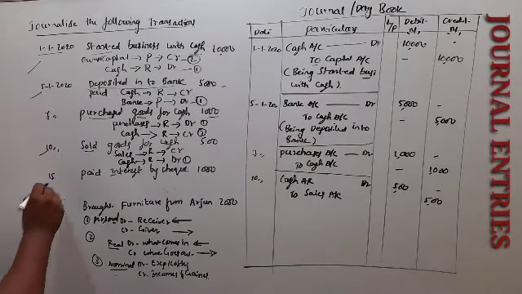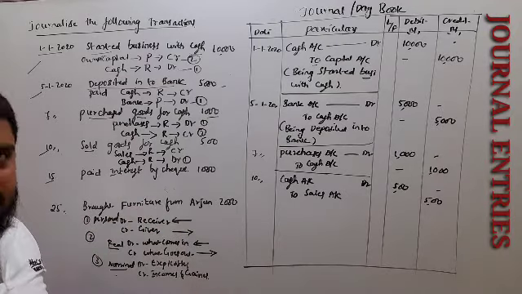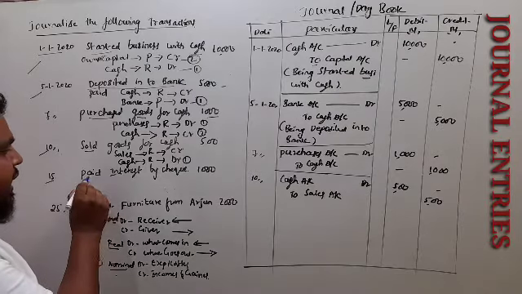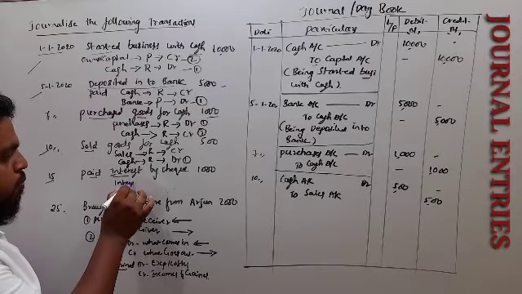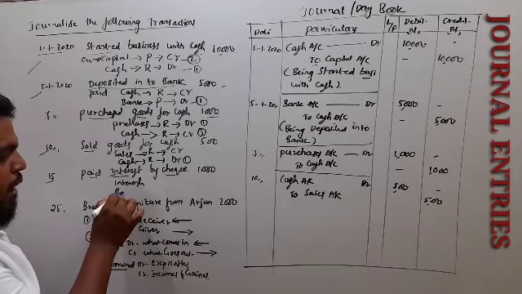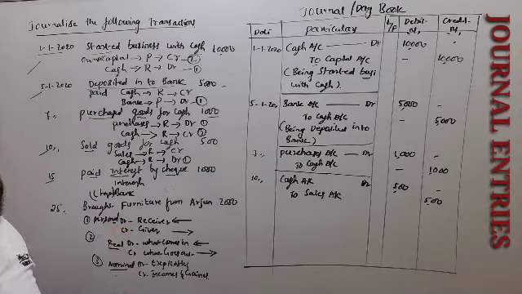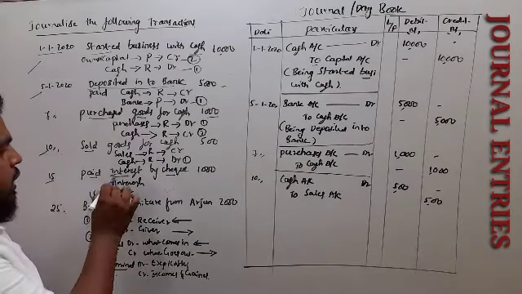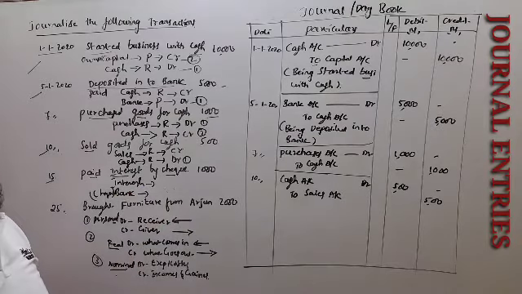Next, on 15th, paid interest by check. You are paying interest through check. So paid interest, so interest account. Next, you are paying by check. Check here, bank account. Who will clear the check? Bank. So interest account and bank account, two accounts are involved.